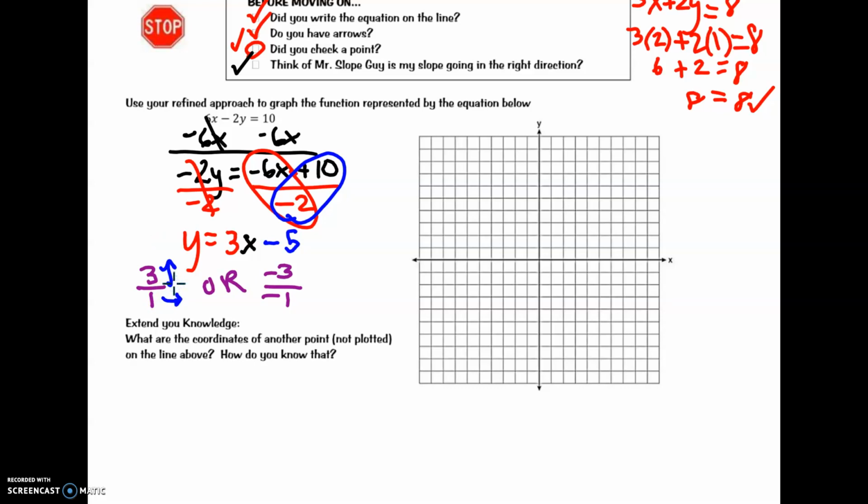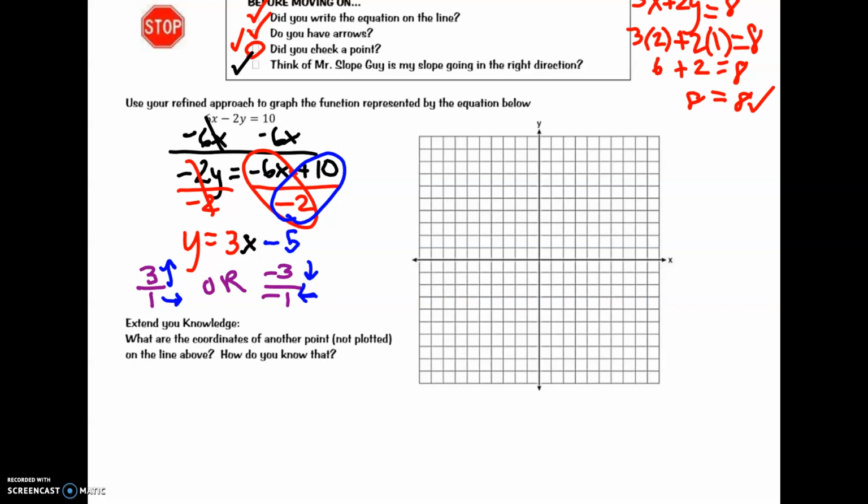If my change in x is positive, it's to the right. If my change in y is negative, it's down. If my change in x is negative, it's going to be to the left. You can choose to start with either one of those slopes.